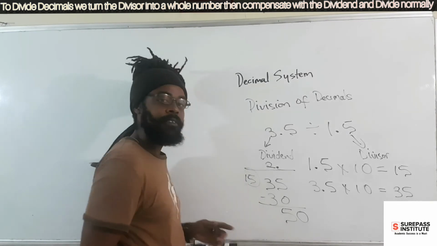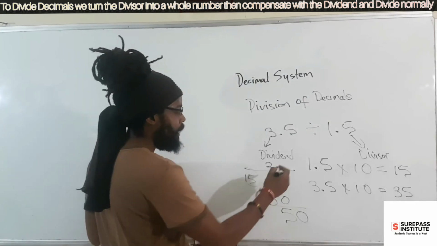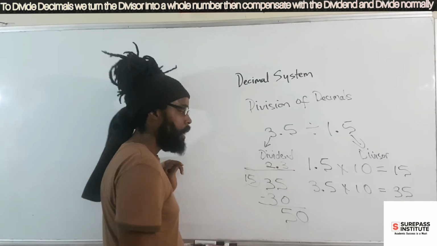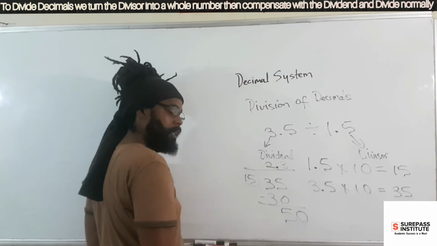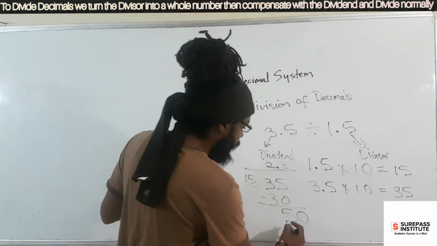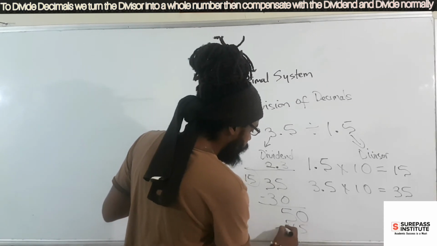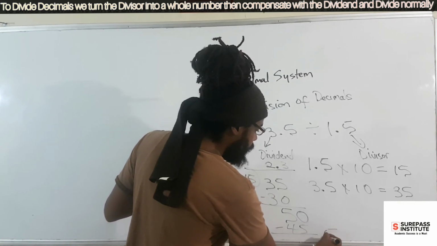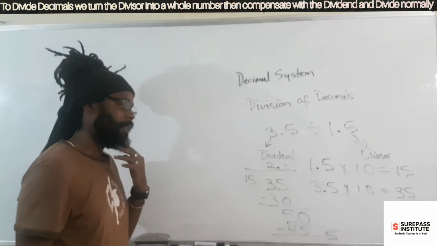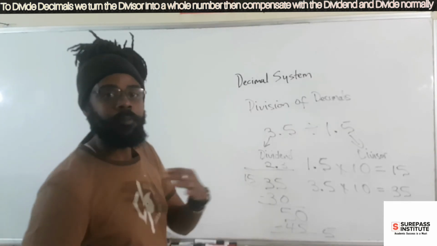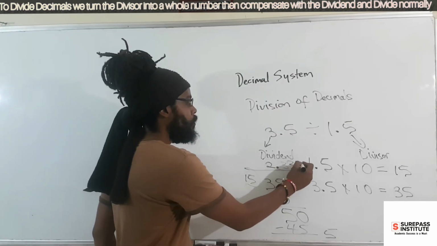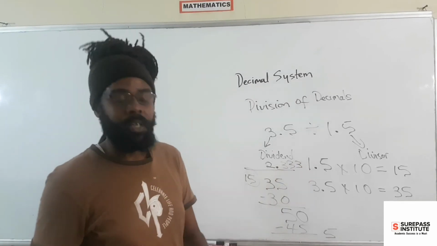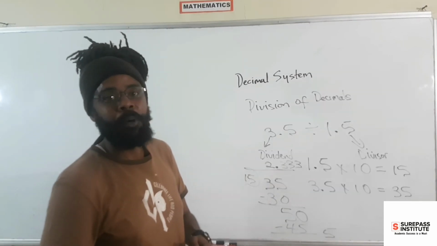How many times can 15 go into 50? Based on my calculation, that's 3 times. Now, 3 times 15 is 45. So 45 subtracted from 50 will give you 5. We understand? And if we continue this motion, we will get 3, 3, 3, which we consider to be a recurring decimal.